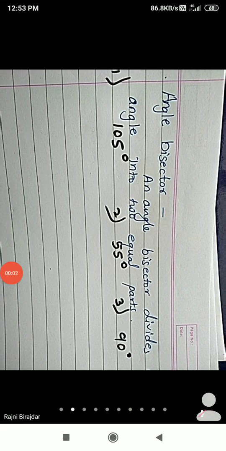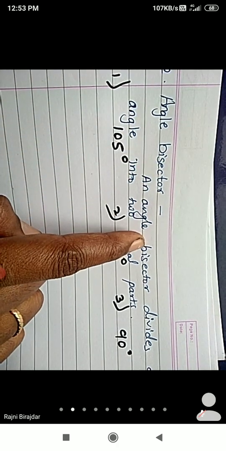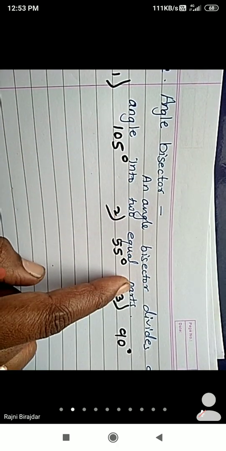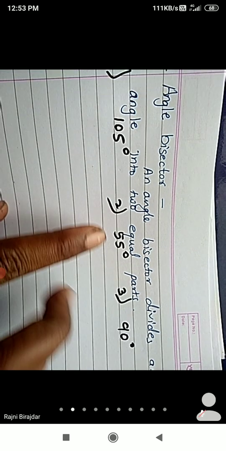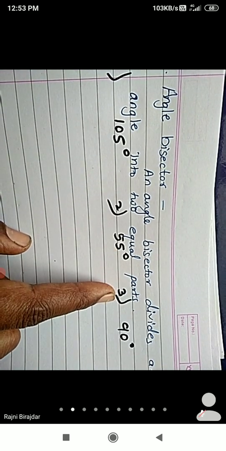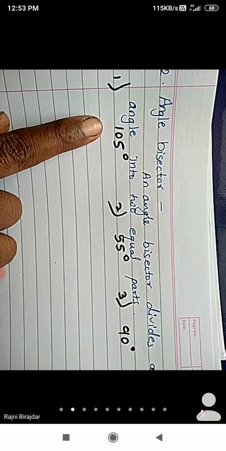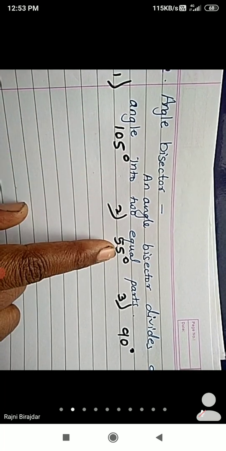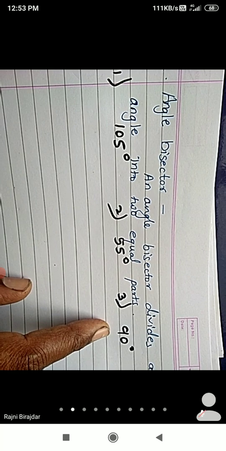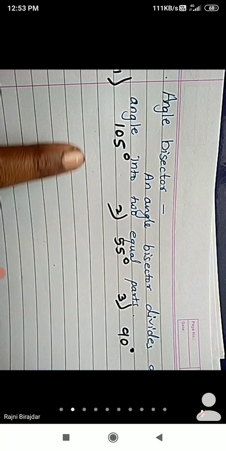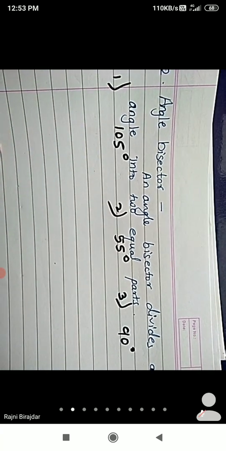So practice set first, question number second, it is about the angle bisector, children. An angle bisector divides an angle into two equal parts. Here they have given three questions. First, you have to draw a 105 degree angle, second 55 degrees, and third 90 degrees. First one I will show you.